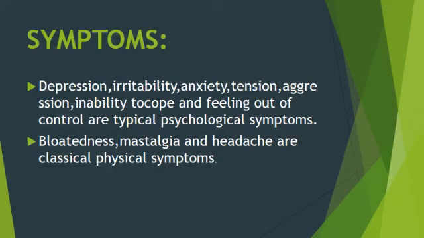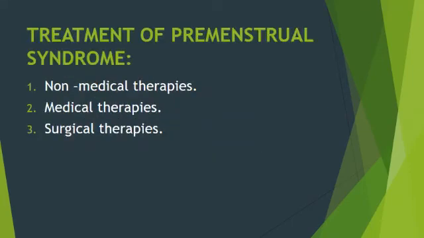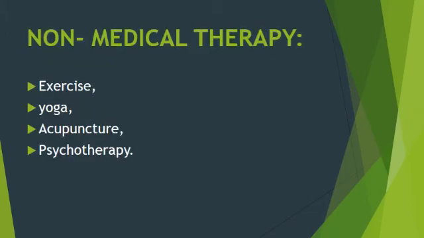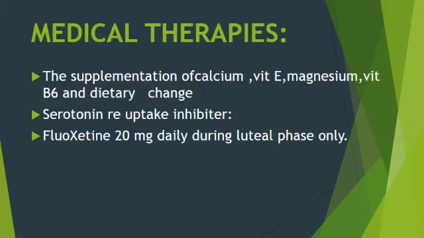Symptoms: typical psychological symptoms of depression, irritability, anxiety, tension, aggression, inability to cope, and feeling out of control. Classical physical symptoms are bloatedness, mastalgia, and headache. Treatment of premenstrual syndrome: non-medical, medical, or surgical therapies. Non-medical therapy such as exercise, yoga, acupuncture, and psychotherapy. Of course, exercise is the most important.